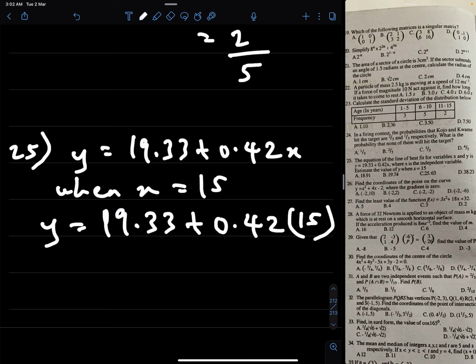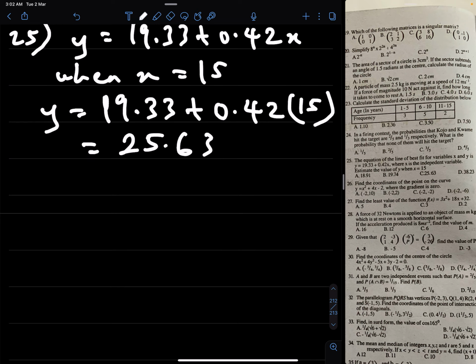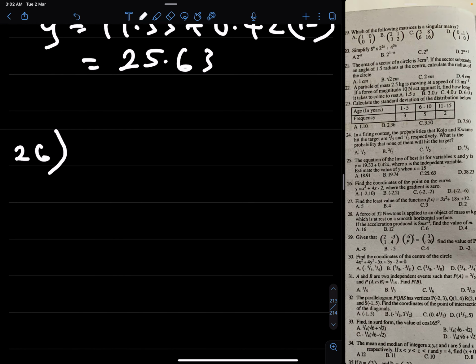19.33 plus 0.42 times 15, and that's 25.63. We need not waste time on that. Question 26 says find the coordinates of a point on the curve y equals x squared plus 4x minus 2, where the gradient is 0.